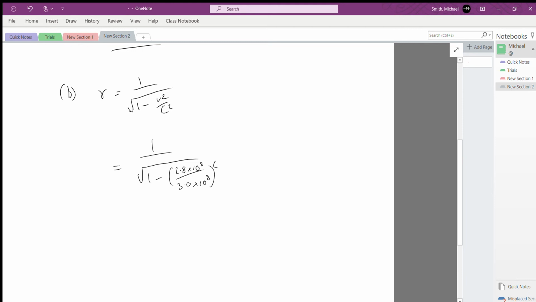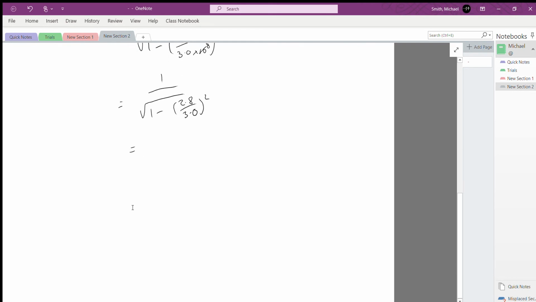Now we have the two 10 to the power of 8 scale factors in our expression, so we can just get rid of those. And now it just becomes 1 take 2.8 over 3 all squared. And if we substitute that into our calculator, we get 2.79.